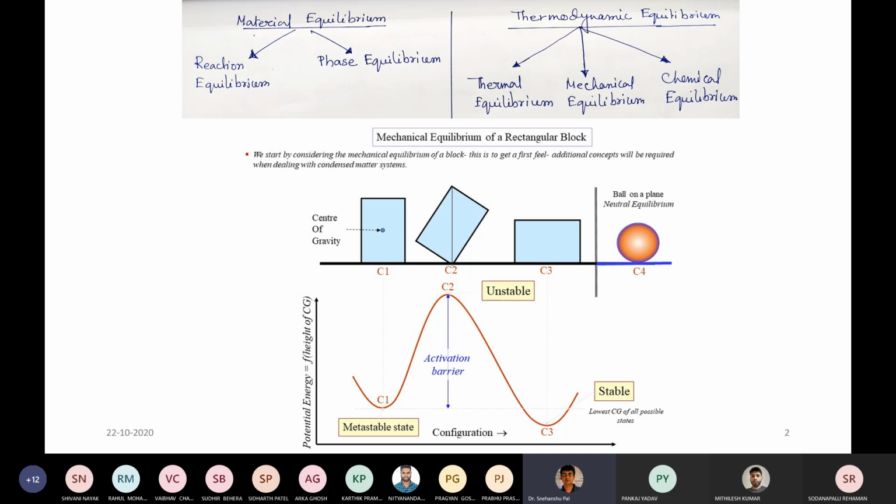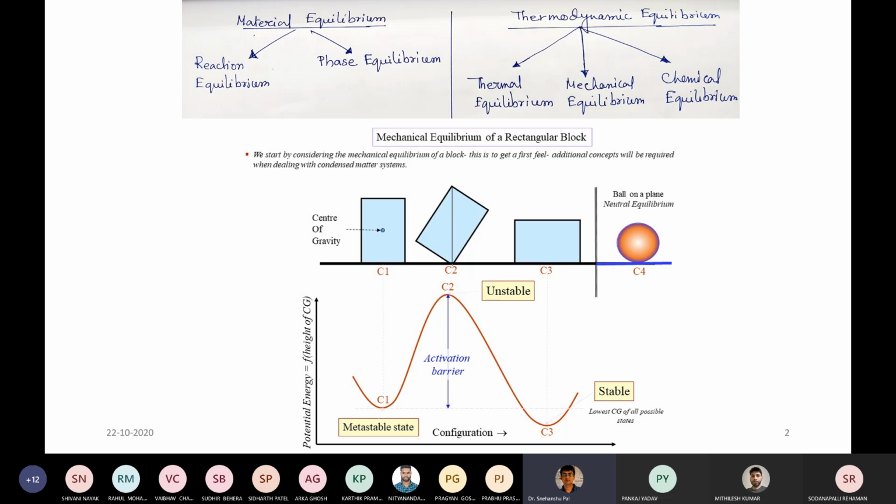So if we consider the mechanical equilibrium of a block, in the C1 state the center of gravity is higher compared to the C3 state. So which one will be the more stable structure? C3. And if you plot that phenomenon in a graph, you see the different configurations, the coordinates of position, and the potential energy. Here the potential energy is taken as a function of the height of the center of gravity.